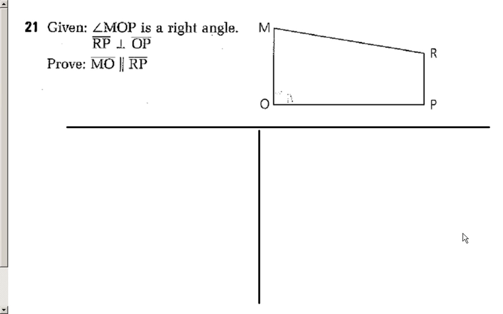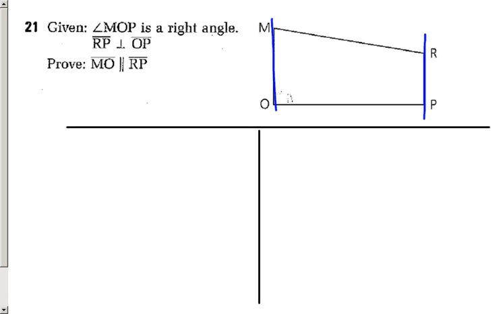All right, this is a proof from section 5.2, number 21. Looking at this proof, you're trying to determine a way to prove MO is parallel to RP. We know 5 ways to prove lines parallel: alternate interior angles congruent, alternate exterior angles congruent, consecutive interior or same side interior angles supplementary, same side exterior angles supplementary, and lastly, corresponding angles congruent. So those are the 5 ways we know. We're trying to determine which of those 5 is going to help me here.